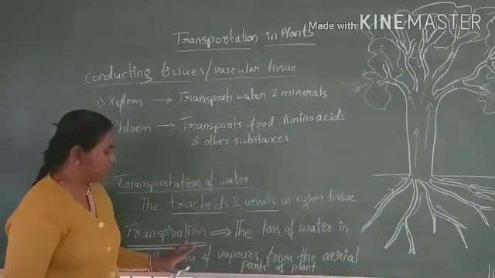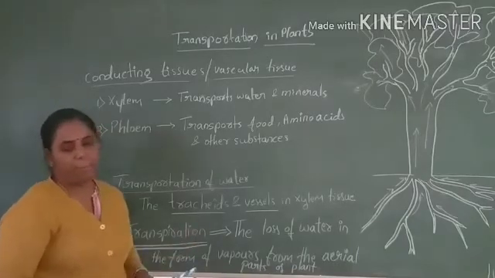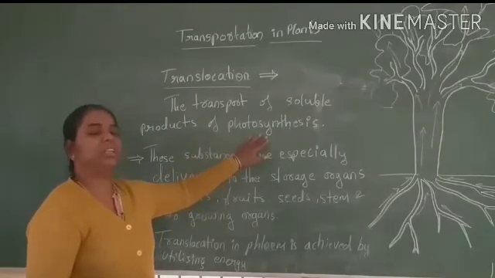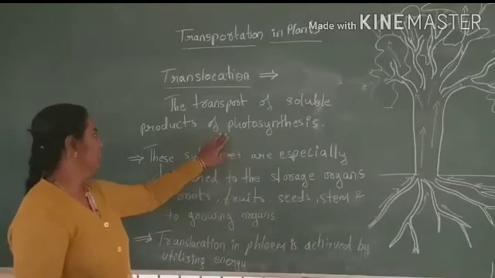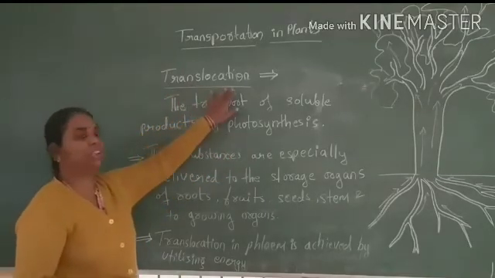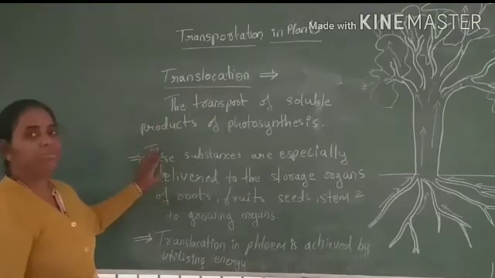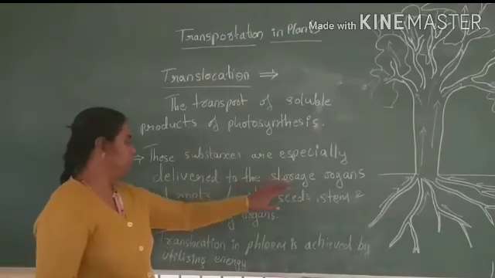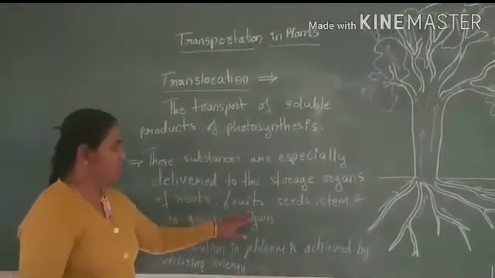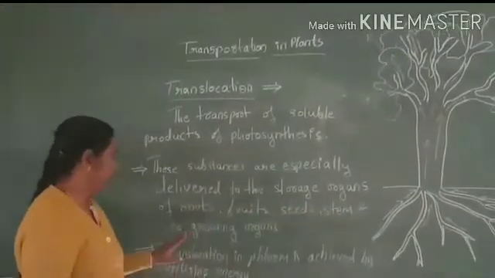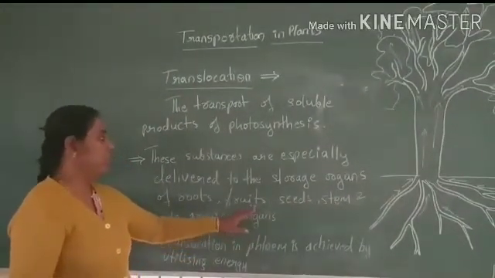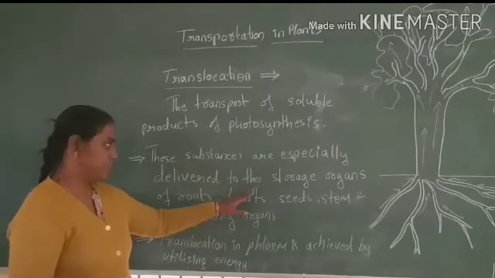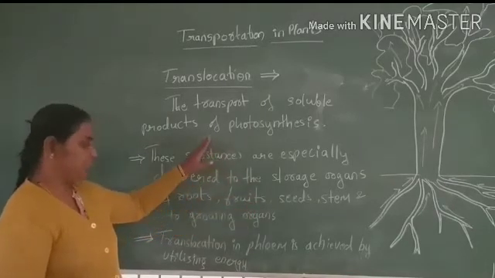Transpiration also helps to regulate the temperature of the plant body. Transportation of soluble products of photosynthesis, that is food materials, amino acids and other substances, is called translocation. It is done by the phloem tissue. These substances are especially delivered to the storage organs of roots, fruits, seeds, stem and to growing organs where the food is utilized or stored for various purposes. So this is achieved by the use of phloem tissue.